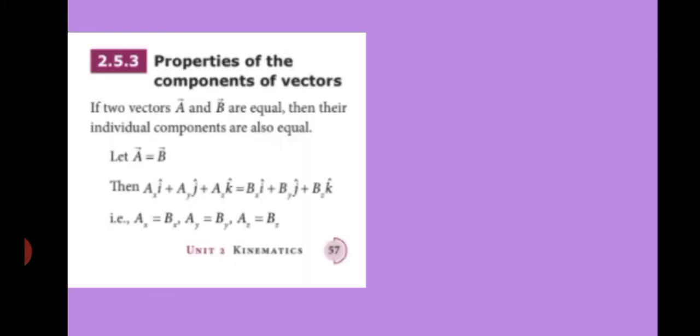Equality of vectors and their components. If two vectors A vector and B vector are equal, then their individual components are also equal. Let A vector be equal to B vector, then Ax i cap plus Ay j cap plus Az k cap is equal to Bx i cap plus By j cap plus Bz k cap. That means Ax is equal to Bx, Ay is equal to By and Az is equal to Bz.